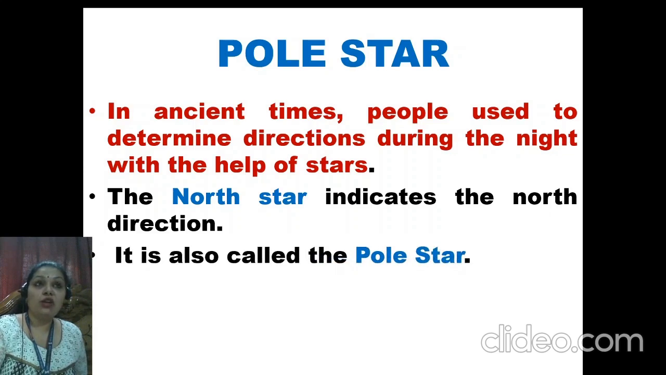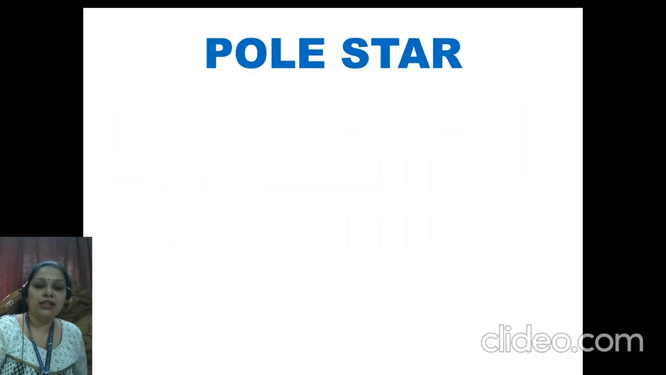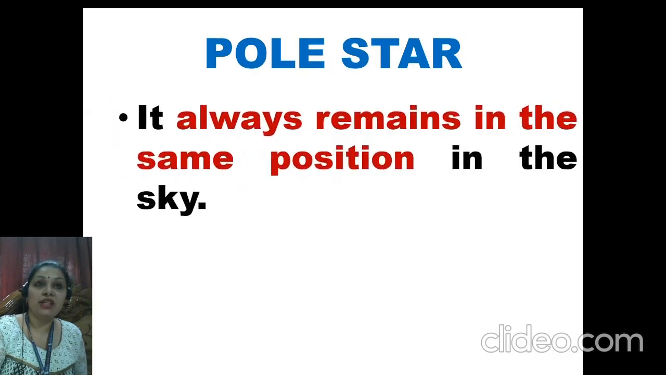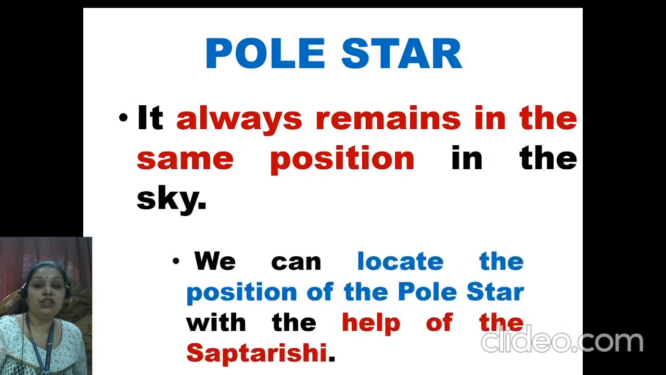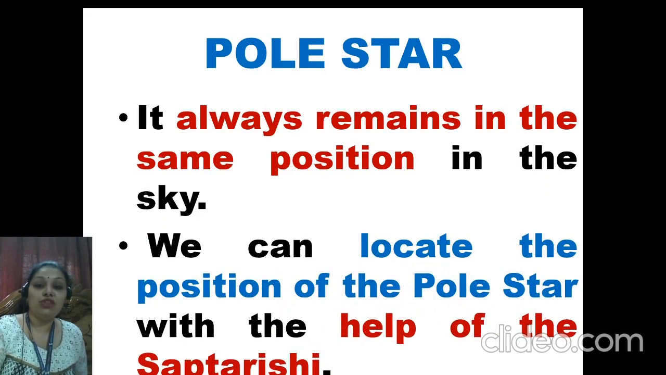It is also called the pole star. This North Star is always in the north direction. You can see here, this is the pole star and it shines so brightly. It always remains in the same position in the sky. We can locate the position of the pole star with the help of Saptarishi.